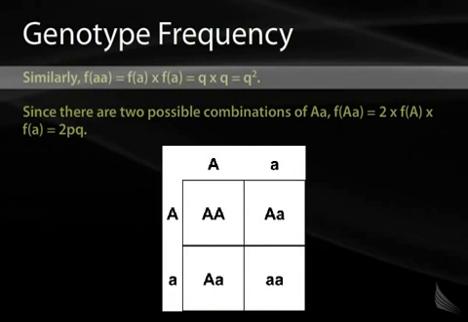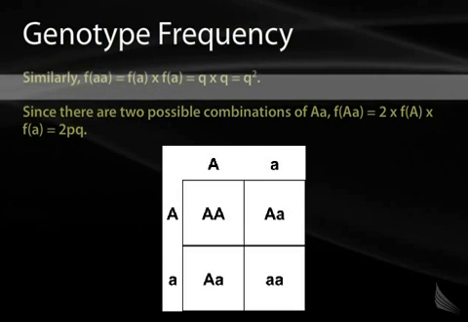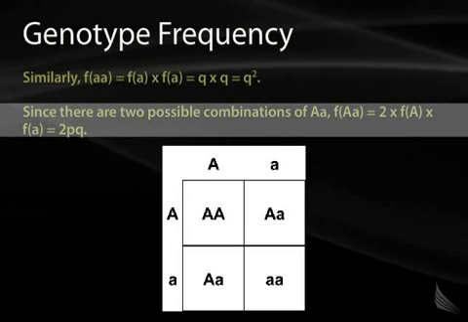Similarly, the frequency of little a is set up the same way. It's the frequency of little a allele from partner 1 times the frequency of little a allele in partner 2, which would be Q times Q. You have Q squared. So the frequency of little a is Q squared. Now the frequency of heterozygosity is determined a little bit differently. Looking at our Punnett square, we see that there are two possible combinations, since one partner could give big A or little a, and vice versa with the second partner. Therefore, the frequency of big A, little a, or the frequency of heterozygosity, is 2 times the frequency of big A times the frequency of little a, or 2pq.